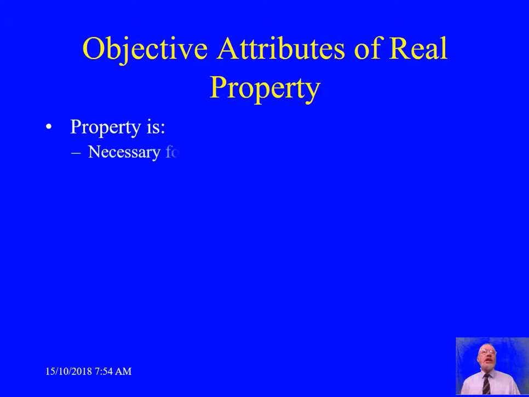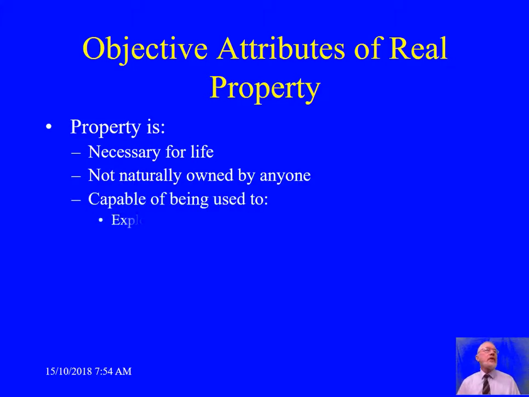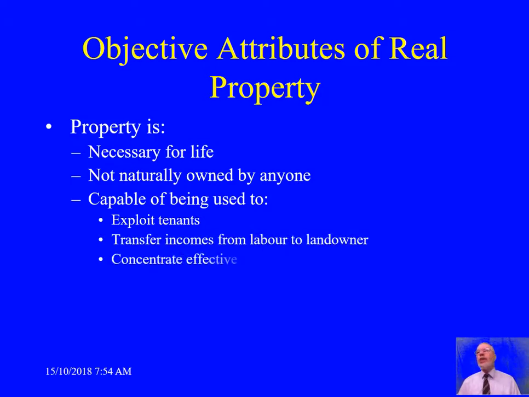Let's look at the objective attributes of real property, of land. We've already gone over most of these. Land is necessary for life. We can say that objectively, certainly, universally. Also, it is not naturally owned by anyone. We're not born with a certificate of title in our hand. And we're certainly not going to die if we lose it.